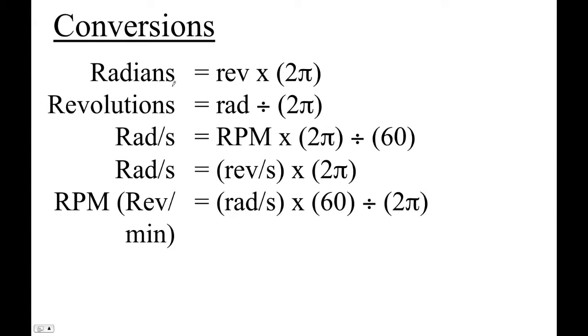To turn revolutions into radians, just multiply by 2 pi, and that's because every revolution is 2 pi radians, right? And if you have radians, you want to divide by 2 pi, and then just be careful. When you multiply by 2 pi, you don't need the parentheses.